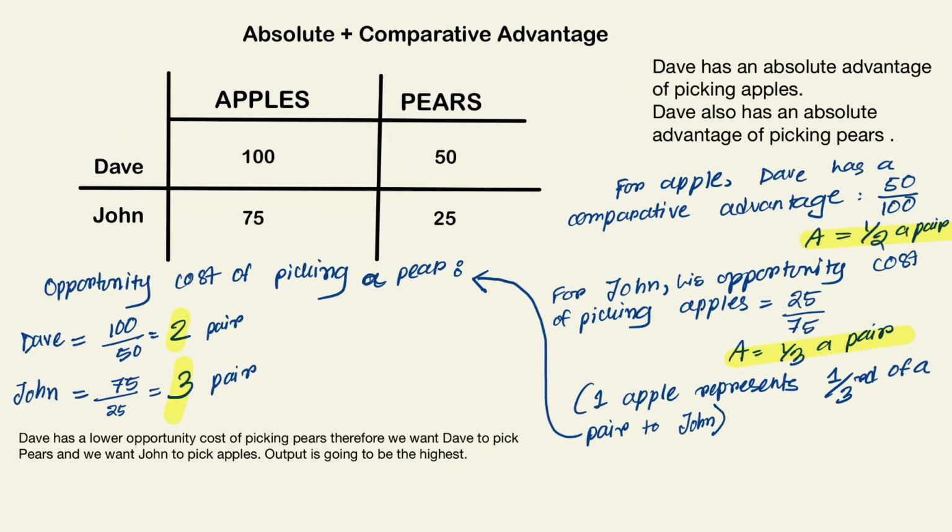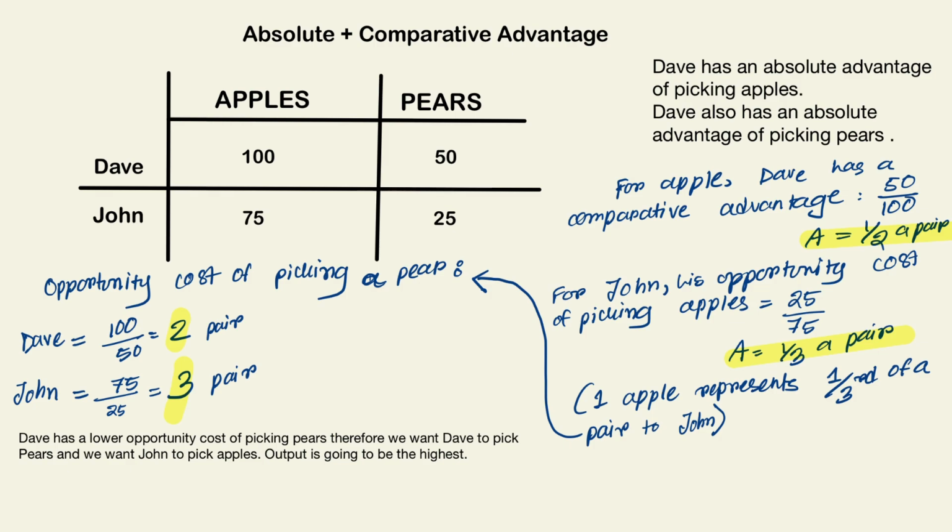So in our example here, we can see that Dave and John both are picking apples and pears. Dave has an absolute advantage at picking apples. He can pick 100 apples in a given time frame, whereas John can pick 75 apples in the given time frame. For pears, Dave again has an absolute advantage, considering he can pick 50 pears in the given time frame, and at the same time John can pick 25 pears in the given time frame. So that was the absolute advantage.